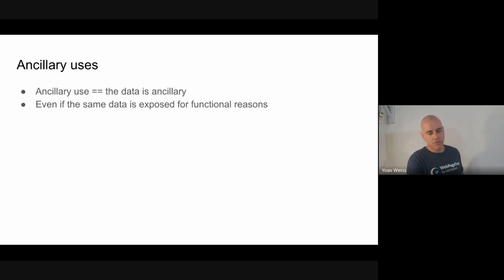Basically, in the current version of the document, if we have a single piece of data that is being used for functional reasons, for example, a click event exposes its timestamp, and there is a functional reason for that, but it can also be used for ancillary uses, to report that event and when it happened, then that data now magically becomes ancillary as well, depending on how it's being used.